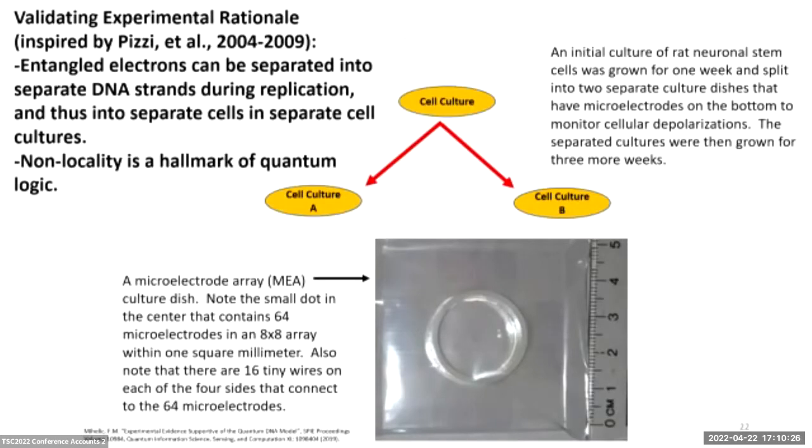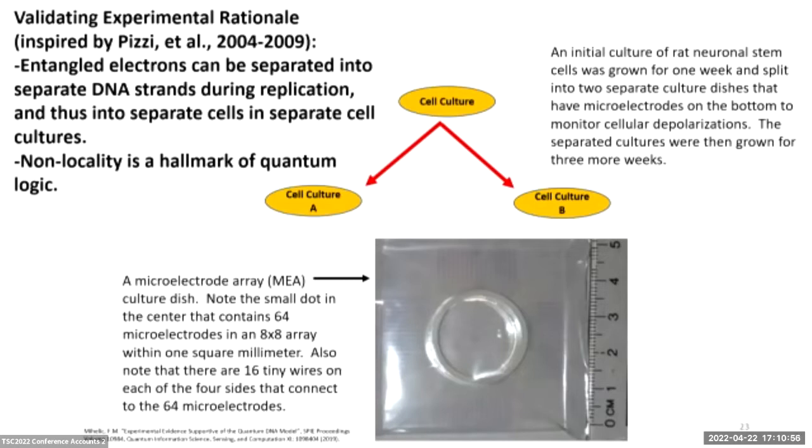Well, we wanted to validate this. We were inspired by the work of Rita Pizzi. We felt that entangled electrons can be separated into separate DNA strands during replication of the DNA, and thus into separate cells and into separate cell cultures. We wanted to show non-locality between separate cell cultures because non-locality is the hallmark of quantum logic. So we took a culture of rat neuronal stem cells and we grew it for a week.